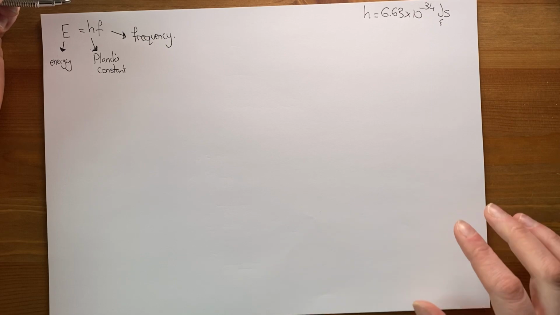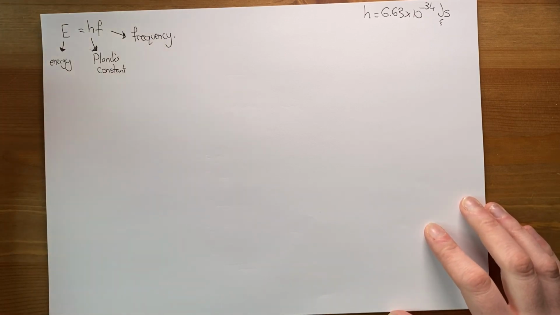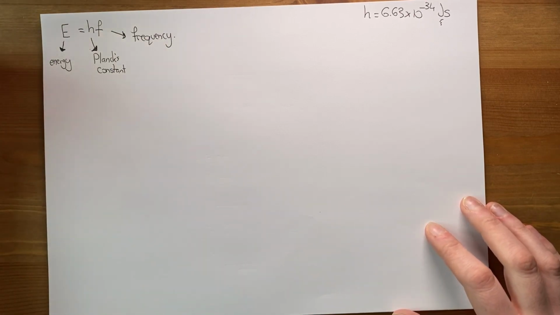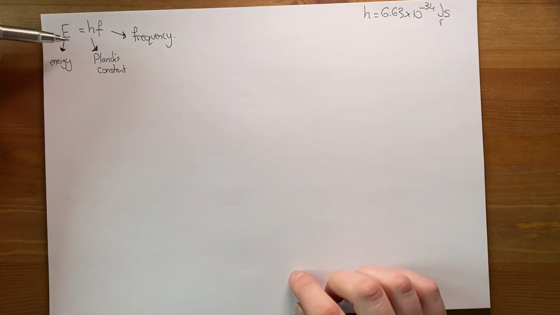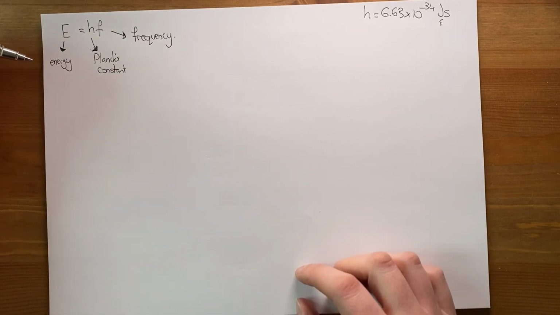Now, that's not to say that you're not going to come out with a question that will ask you to do exactly that. And if you want to know what 1 photon of energy is, then we will use E equals hf. But that's not particularly useful to us as a chemist.